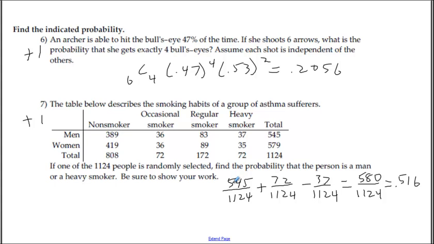So there's 545 men, there are 72 heavy smokers here, and the problem is we've counted these 37 twice, so we've got to minus that 37 off, and there we go. It's 0.516, or about 580 out of the 1124.